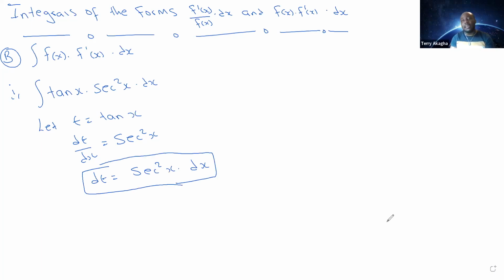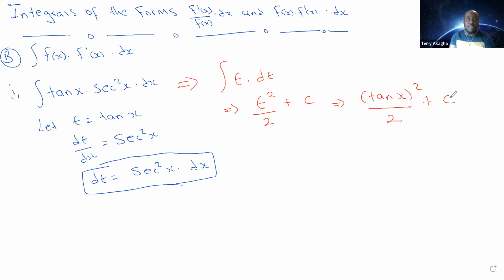Now with this in mind, I can replace this. We know tan x to be t, and we know sec squared x dx, which we have here, to be dt. So if I integrate t, it's going to give me t squared over 2 plus c. But we also know that t is tan x, so it's going to give me tan x squared over 2 plus c.